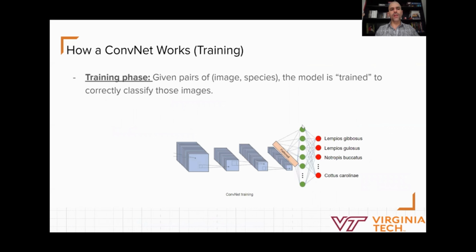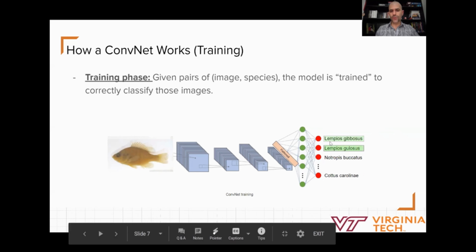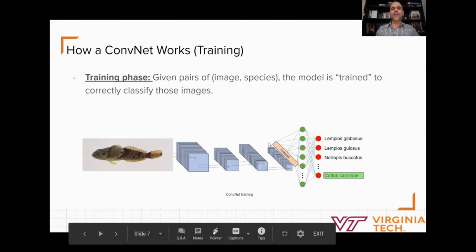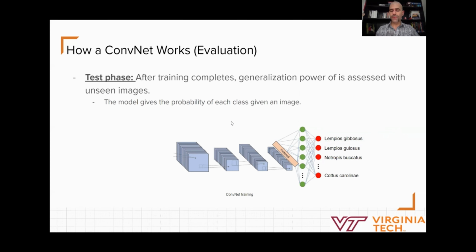So how does this work? Well, machine learning needs data to train its model, to teach it. So we have pairs of image and species. We give the model an image of a fish, and we tell it this fish belongs to this species. And we keep feeding more examples, and the model is trying to fit all these pairs by adjusting its parameters. Once the model learns, we evaluate it by showing it new images that it has not seen before. We show it an image, and then we see if the model can, with a high probability, classify it correctly.